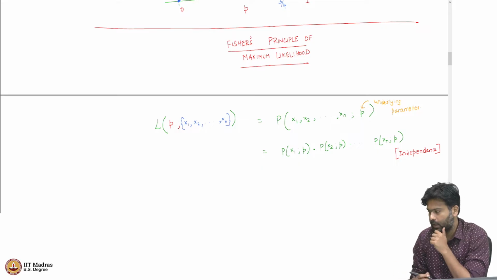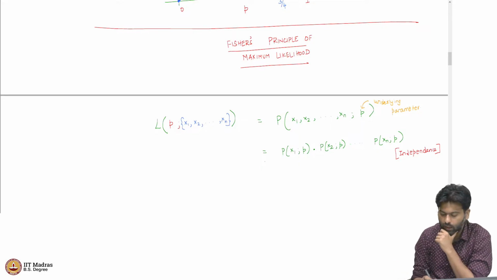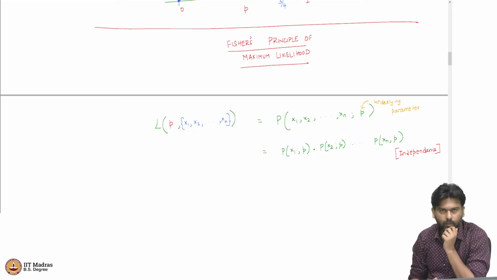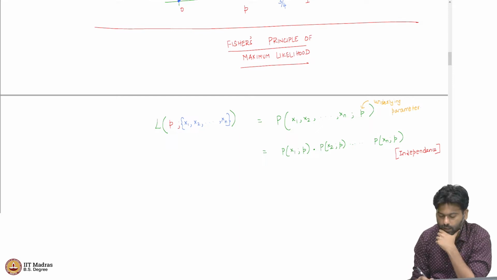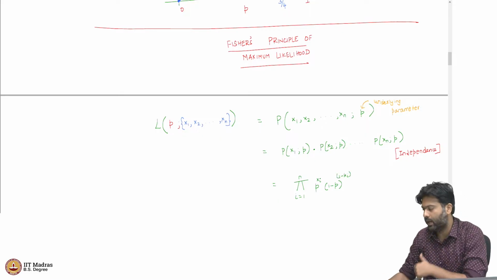This is independence, and now I also know that each of these coins was from the same p, right? So I can write this whole thing in a simplified way as a product, and this is the sign for product, of i equals 1 to n, p power xi into 1 minus p power 1 minus xi. This is just a compact way to write this thing.